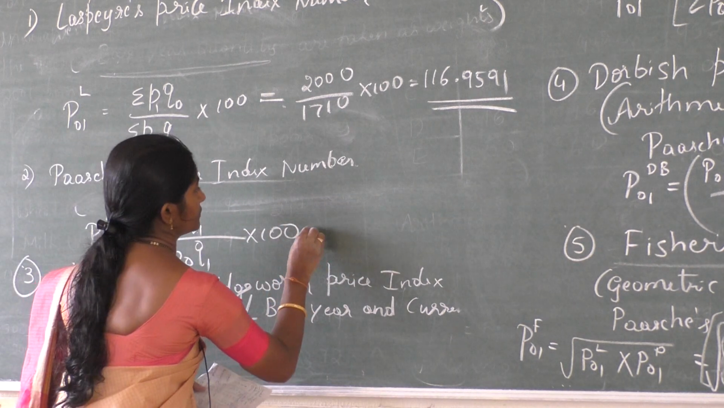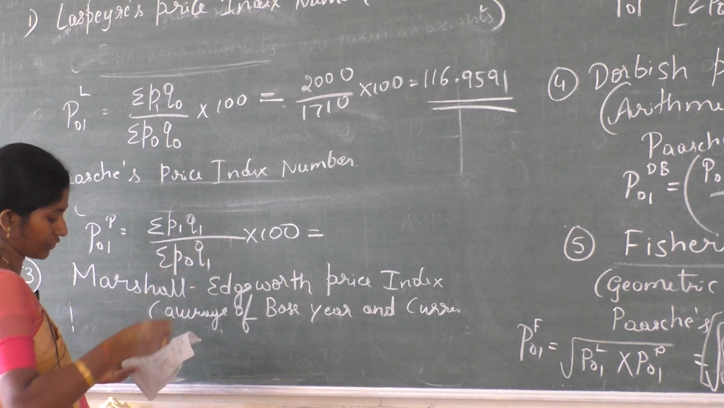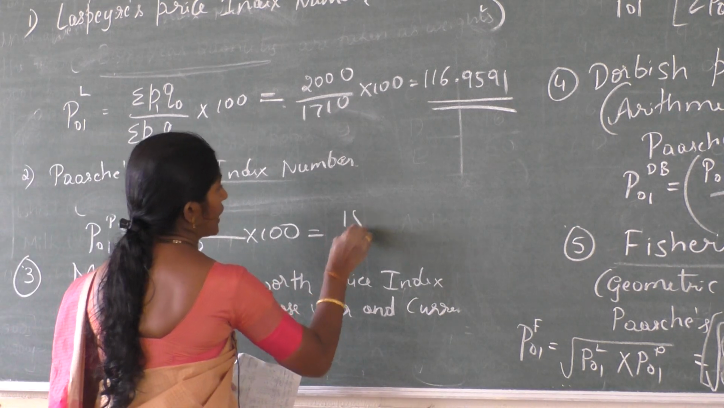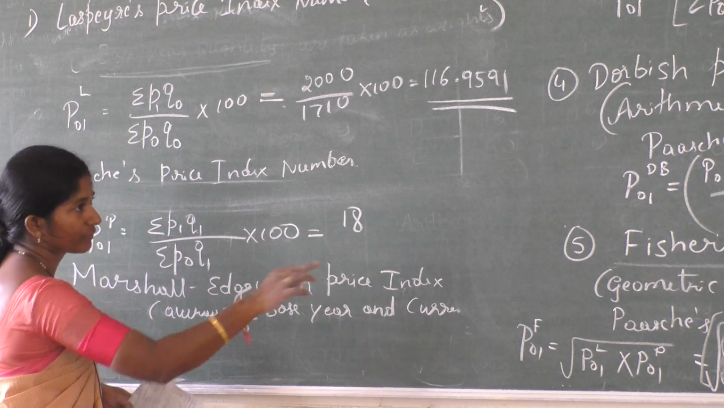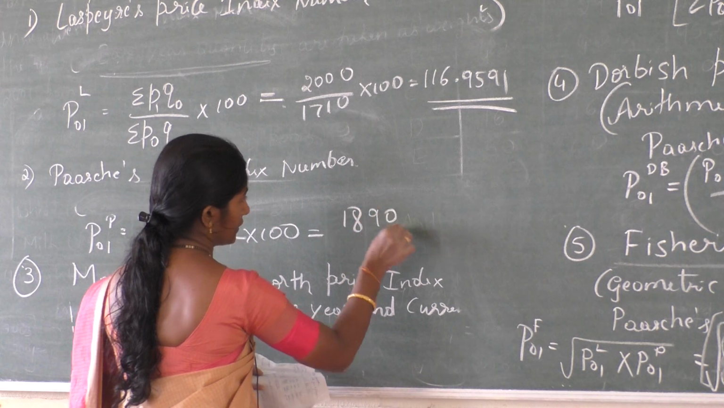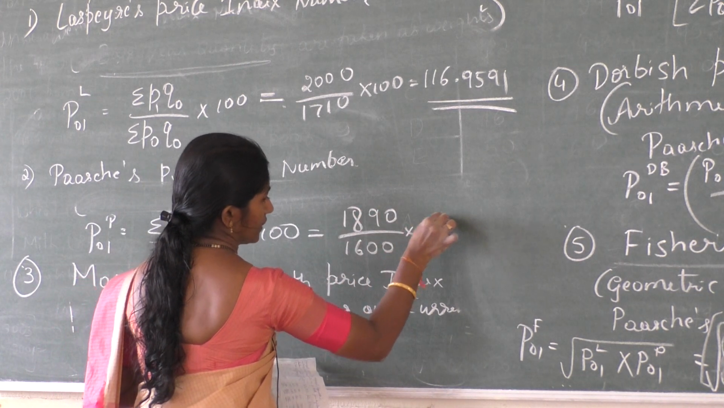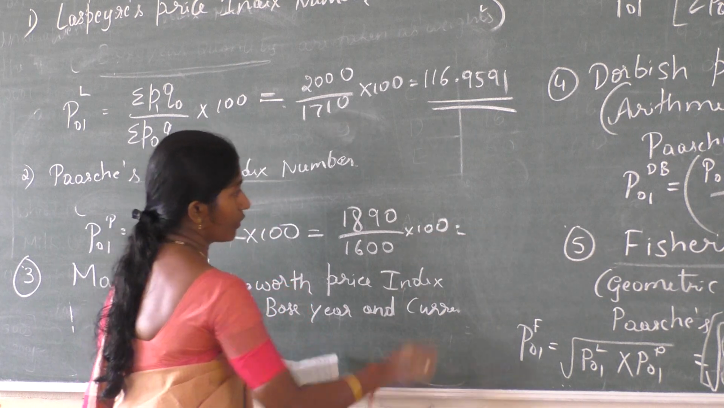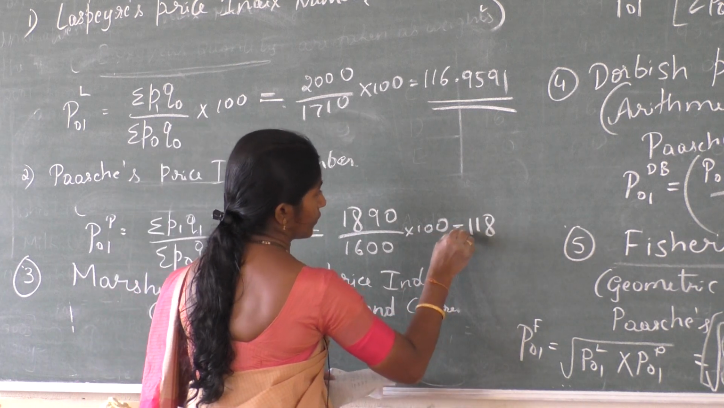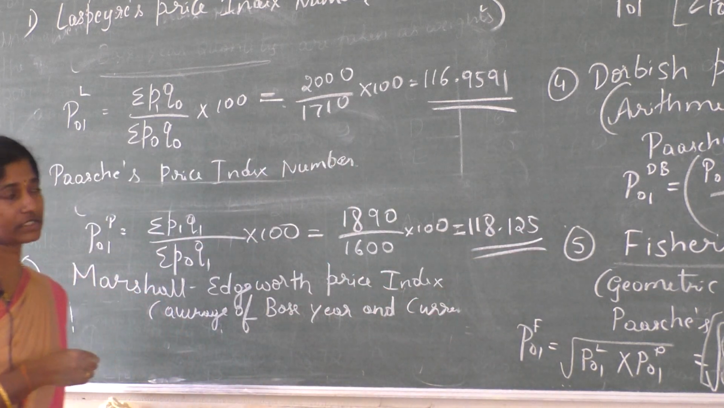The formula is written here: P1 Q1 by P0 Q1 into 100. The value of P1 Q1 we got in our table, that is 1890, divided by 1600 into 100. Here we got the answer 118.125. This is our answer.